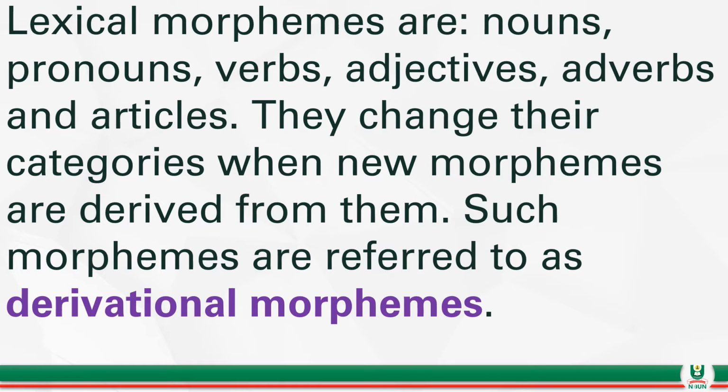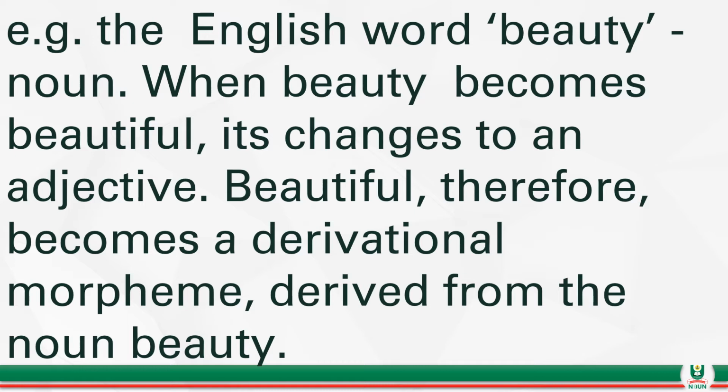Lexical morphemes change their categories when new morphemes are derived from them. For example, when new ones are derived from them, we refer to such as derivational morphemes. For example, in English, the word beauty is a noun. When the Y changes to I and FUL is added to beauty, it becomes beautiful. So it is no longer a noun, but has changed to an adjective. So beautiful, therefore, becomes a derivational morpheme, because beautiful is derived from the noun beauty.